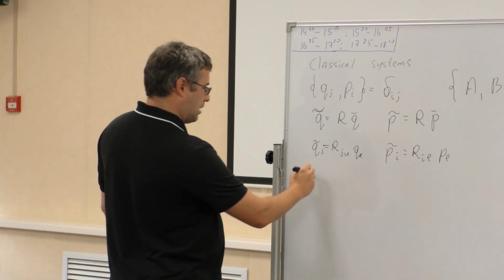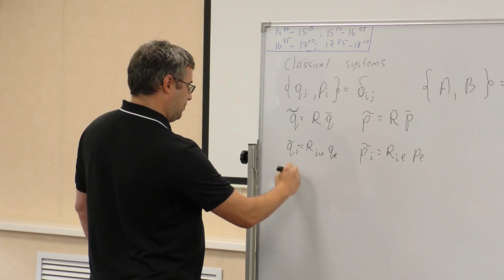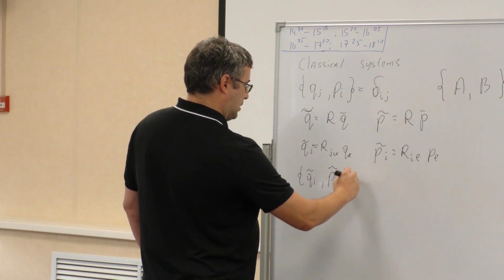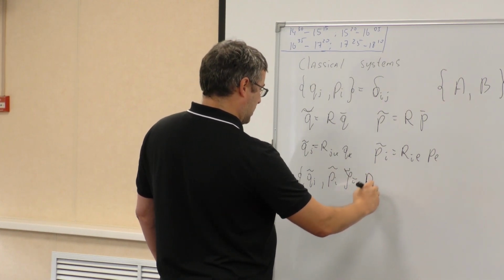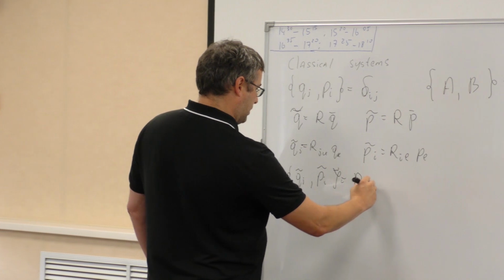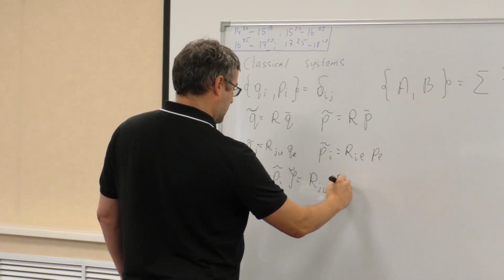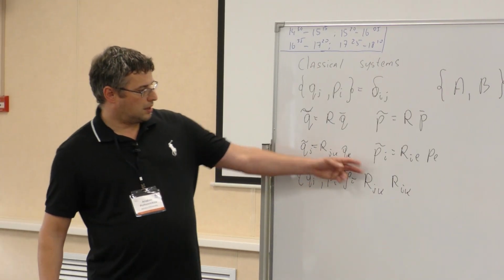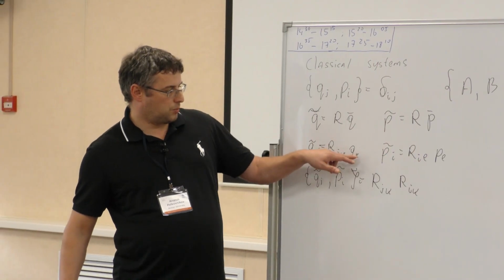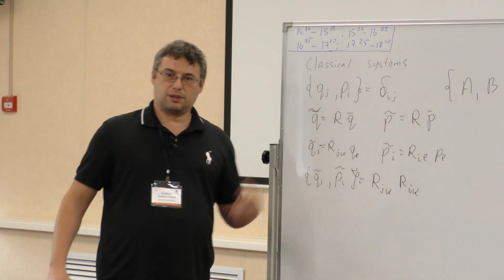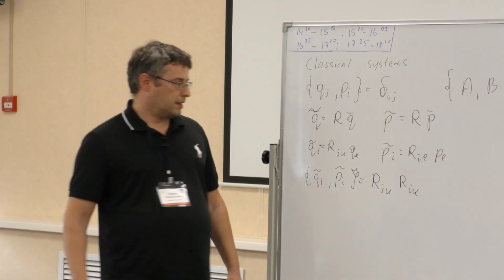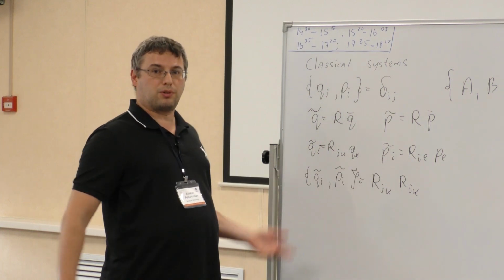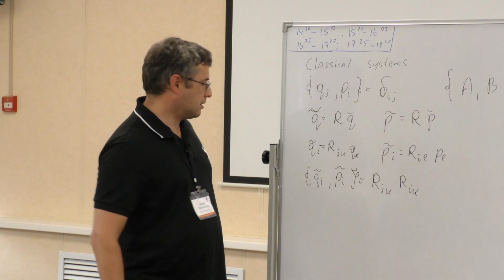So if we compute now a Poisson bracket between Q tilde j and P tilde i, we will get rjk times ril, right? And then I got the Poisson bracket of Qk and Pl, and this will give me a Kronecker delta. And then I can write it as R R transpose ji, and R times R transpose is 1. It's a Kronecker delta.